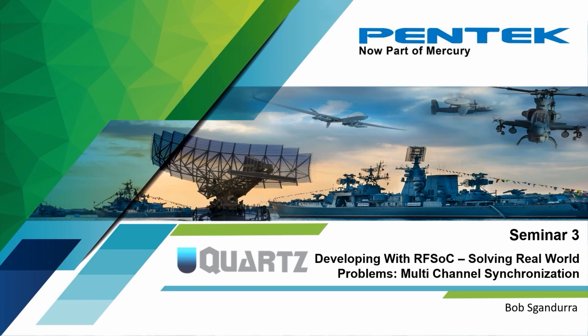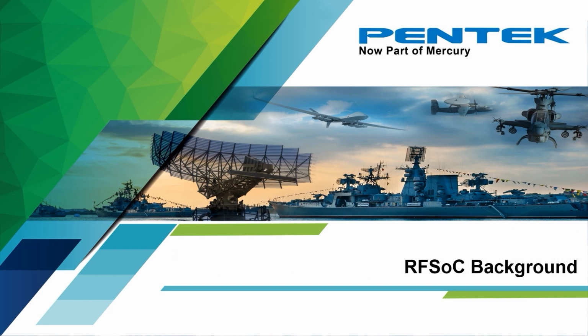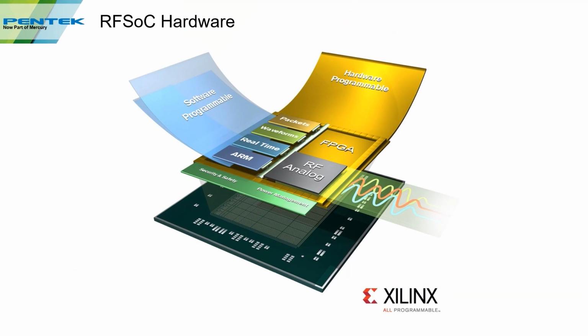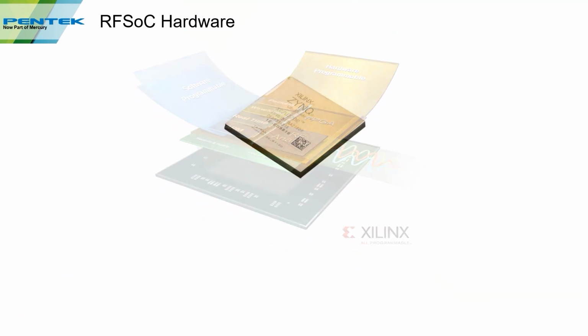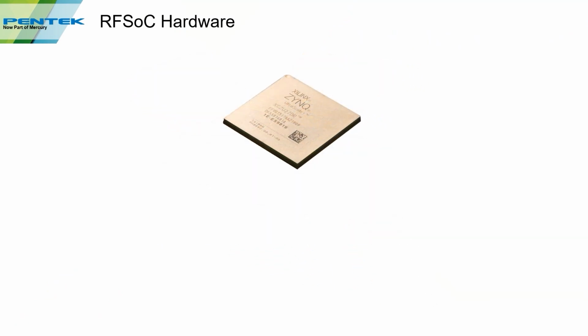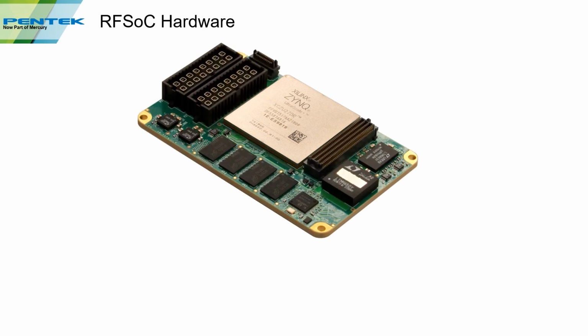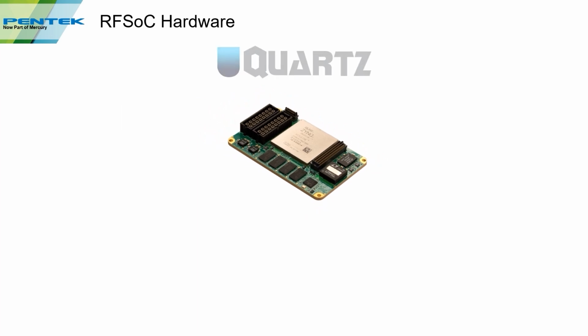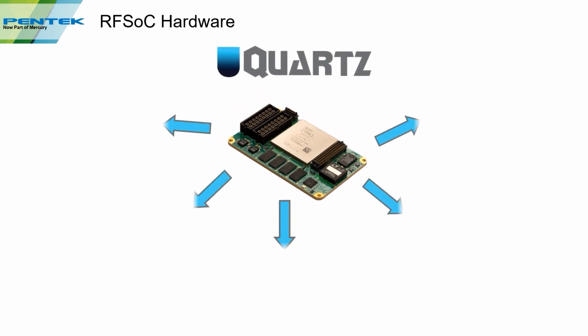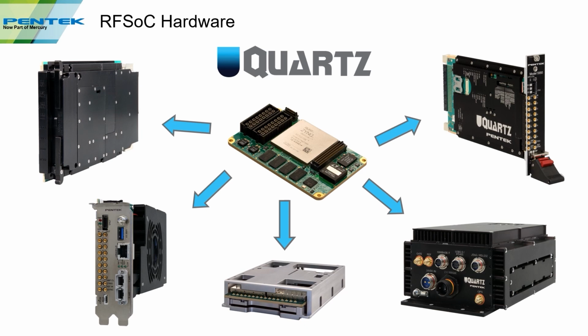This is the third in a series of 3 seminars looking at the Xilinx RFSoC. In the first seminar, we looked at the actual RFSoC technology. We looked at the A to Ds and D to As integrated right on the FPGA. Then we moved on to a small form factor module that uses the RFSoC and how this small module allows us to deploy in all different environments in different form factors, and also allows a path to doing custom development for special environments or applications that can't use a standard form factor.